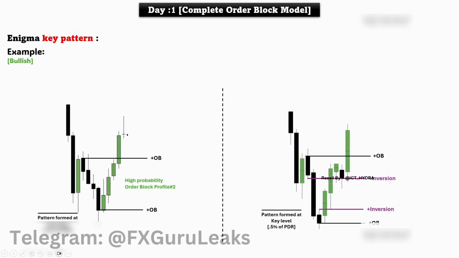So now we have two types of pattern that will appear at the 0.5% of the dealing range. This is the first pattern that usually comes with order block, right?